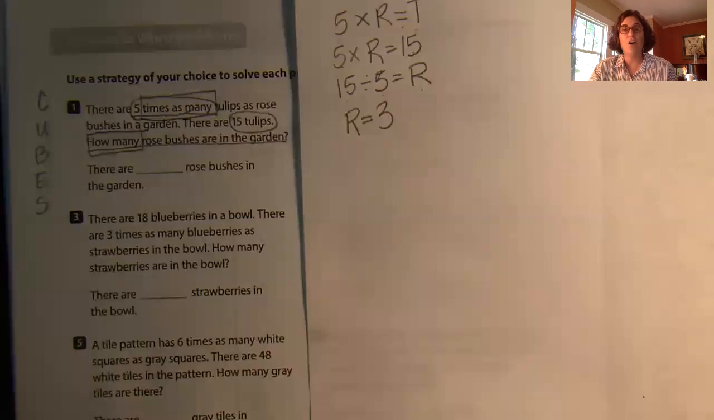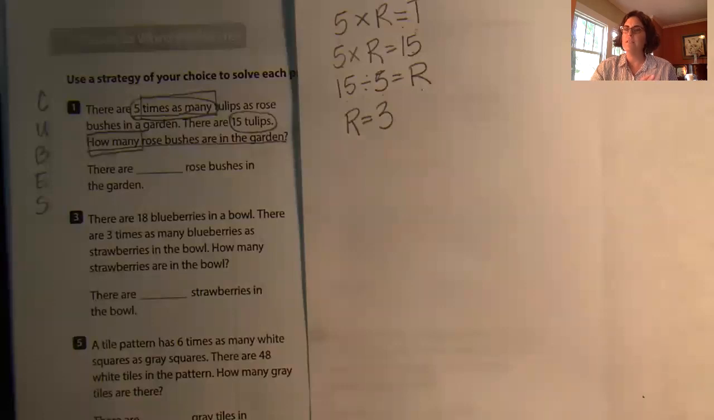Yum. This problem is all about berries. I love blueberries and strawberries. So whatever you said, blueberries, strawberries, bowl, they're all correct. That's what this problem is about. Let's keep reading our second time through to find the question. There are 18 blueberries in a bowl. There are 3 times as many blueberries as strawberries in the bowl. How many strawberries are in the bowl?